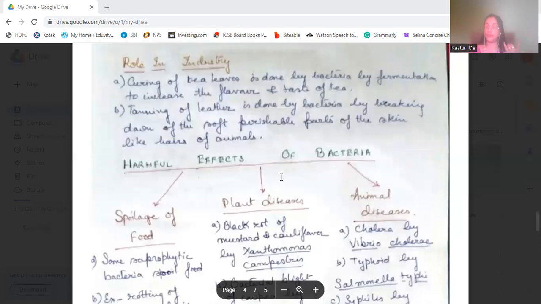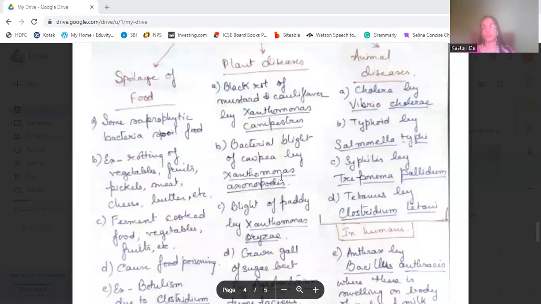One is spoilage of food. Second is plant diseases. Third is animal diseases. And fourth is bioweapons. Okay. So first we come to spoilage of food.